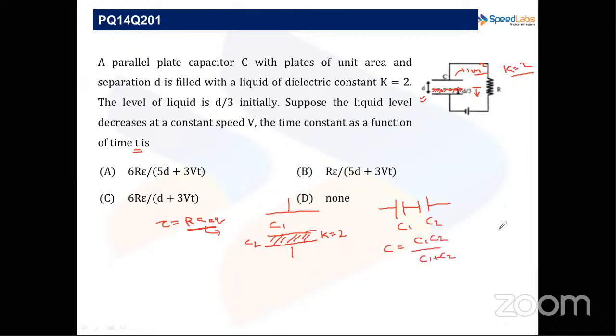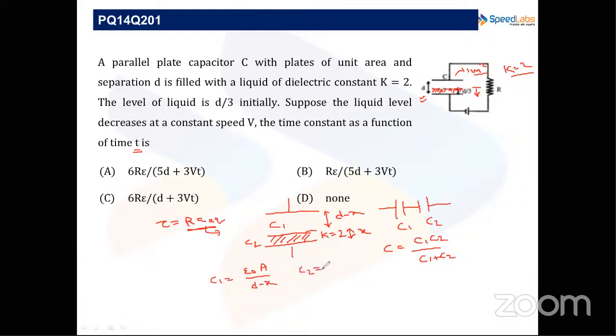If we write in one word directly, otherwise you can write 1 by C is equal to 1 by C1 plus 1 by C2. In this, the thing is both are changing. Here this distance is changing and here this distance is also changing. So let us take this distance as x. So this distance is d minus x because total is d. So C1 can be written as epsilon naught A by d. Area of cross section is same. d is d minus x.